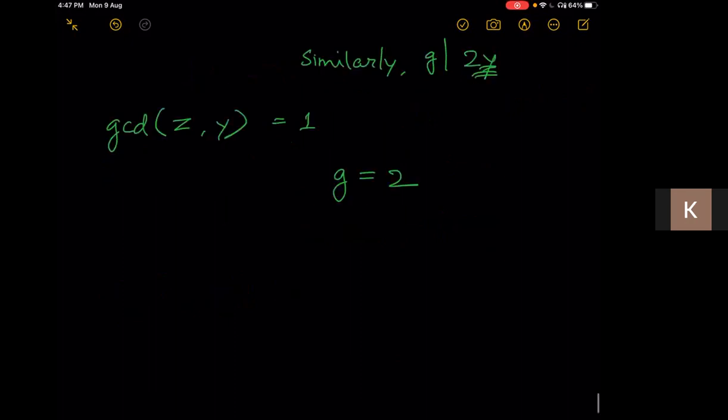Okay, so now suppose p square equal to u into v, and GCD of u comma v equal to 1, then u and v are perfect squares.